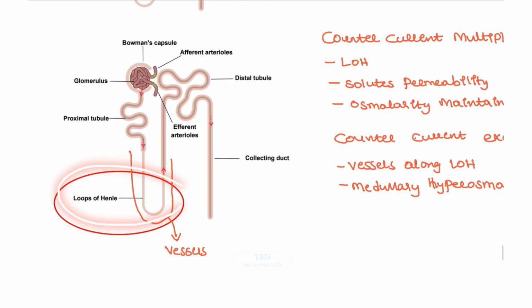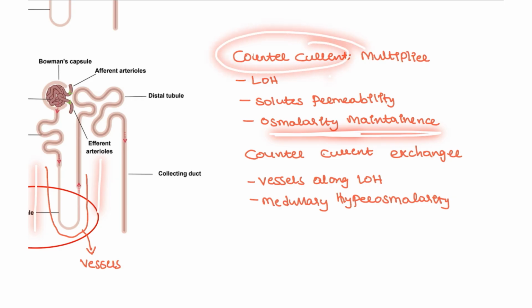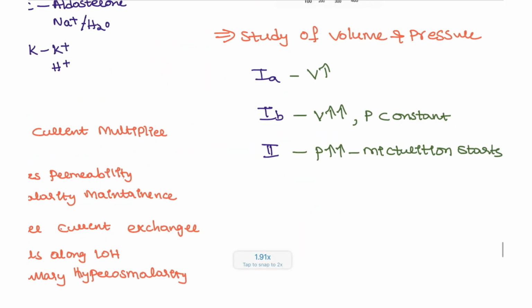Next, loop of Henle also has another mechanism, that is the counter current mechanism. Counter current multiplier, I am talking about the loop of Henle. So what is it going to do, guys? It maintains the osmolarity. It will increase the osmolarity and again decrease the osmolarity. So the osmolarity is maintained by the counter current multiplier. Counter current exchanger by the vessels. Here you can see these are the vessels that will maintain the exchanger, whereas the medullary hyperosmolarity will be seen.